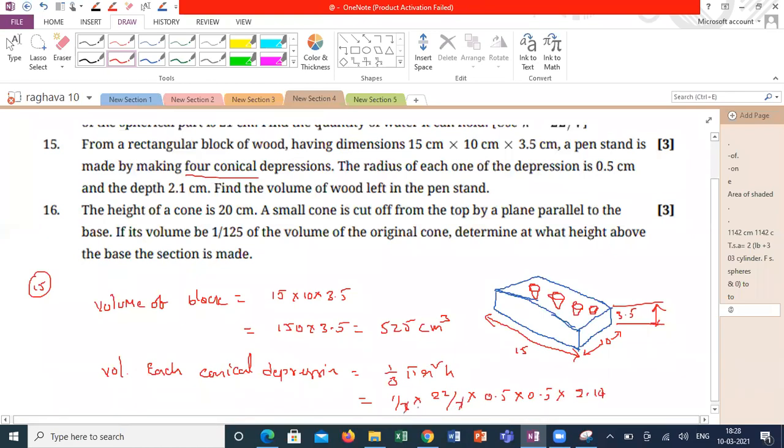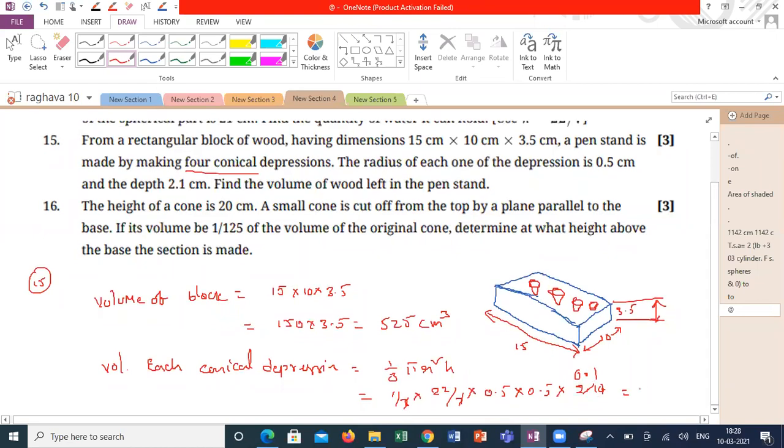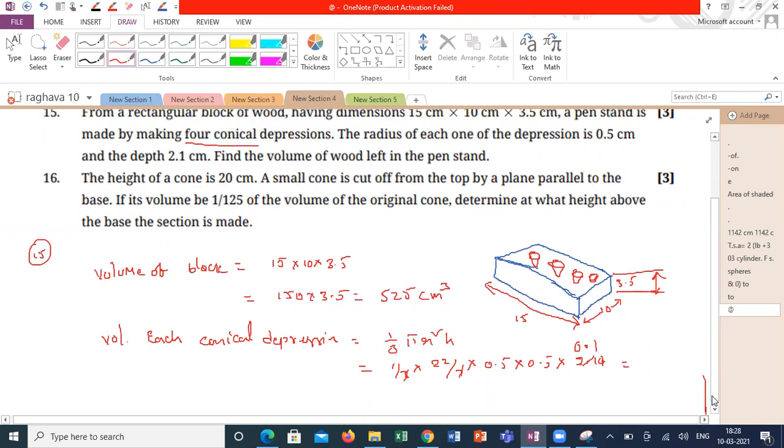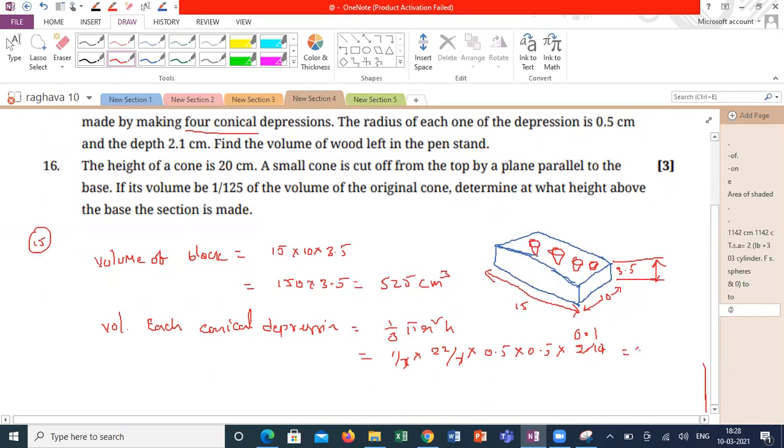So 7 into 3 is 21, so 0.1. Am I right? How much did you get for each one? 0.5 into 0.5 into 0.1 into 22. Correct? How much will it be? So 0.55 centimeter cube. So total 4.